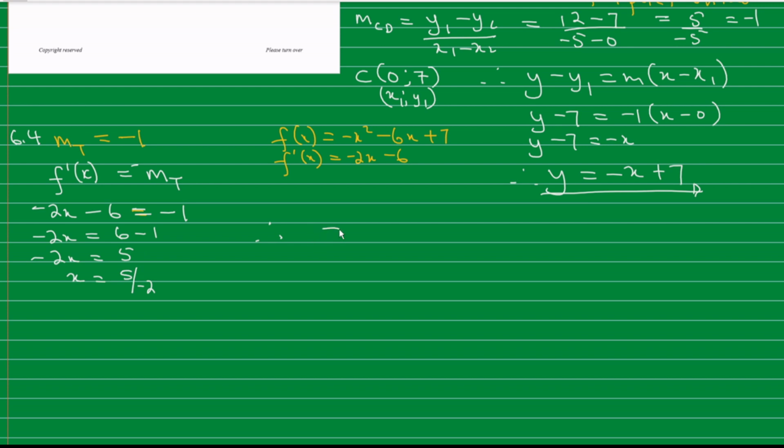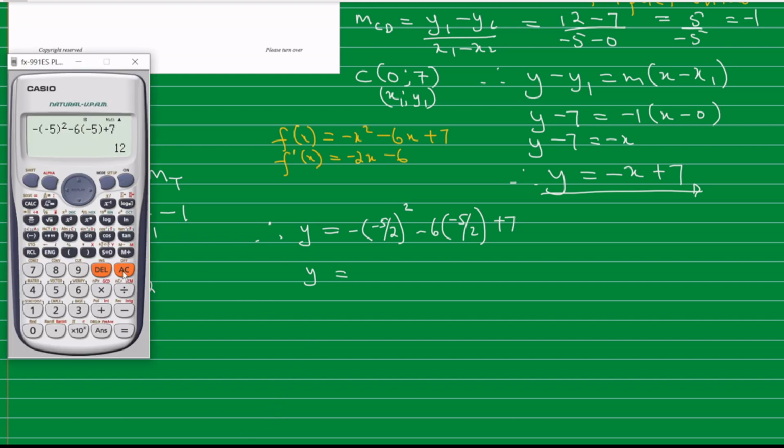To find the y coordinate, we are going to substitute into the very same equation: y will be equal to negative x squared, where our x is now 5 over negative 2. So it's going to be negative (negative 5 over 2) squared minus 6 into negative 5 over 2 plus 7, to get the y value. Let's enter that in our calculator. So we'll get negative into negative 5 over 2.